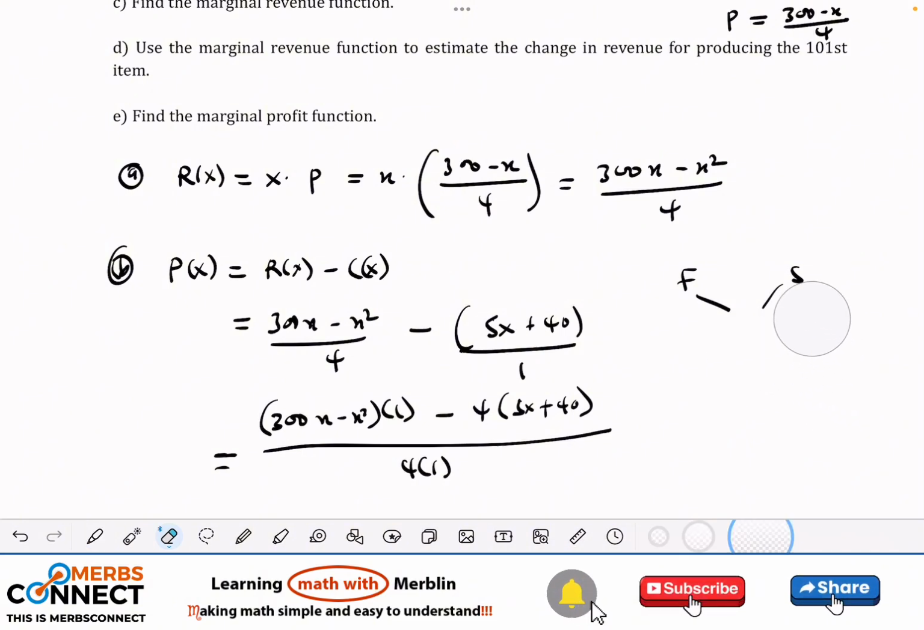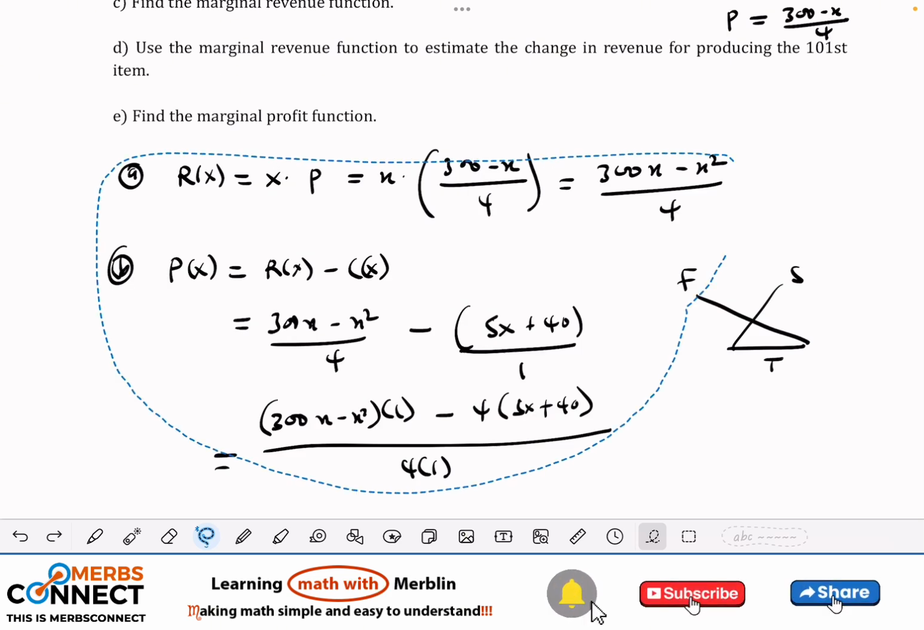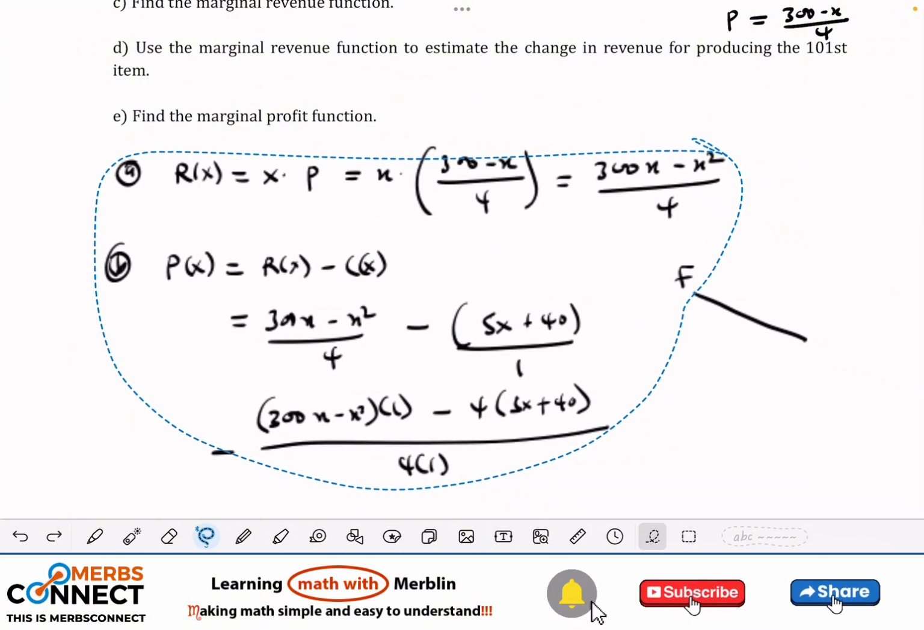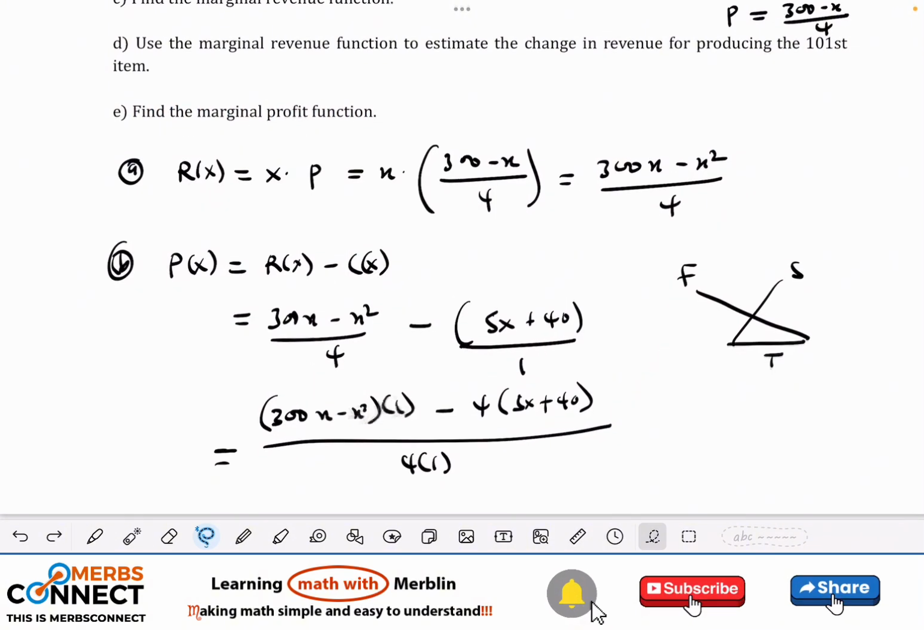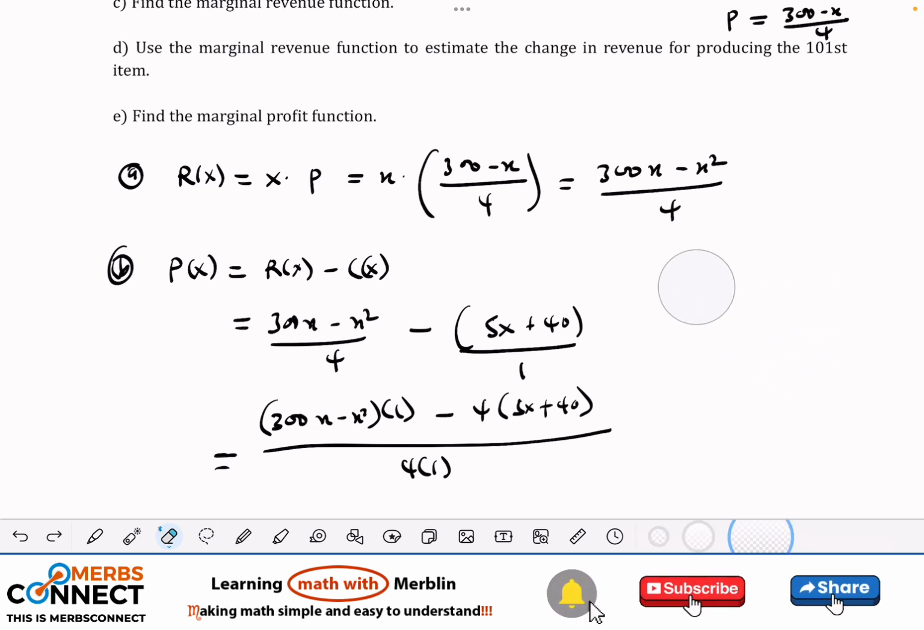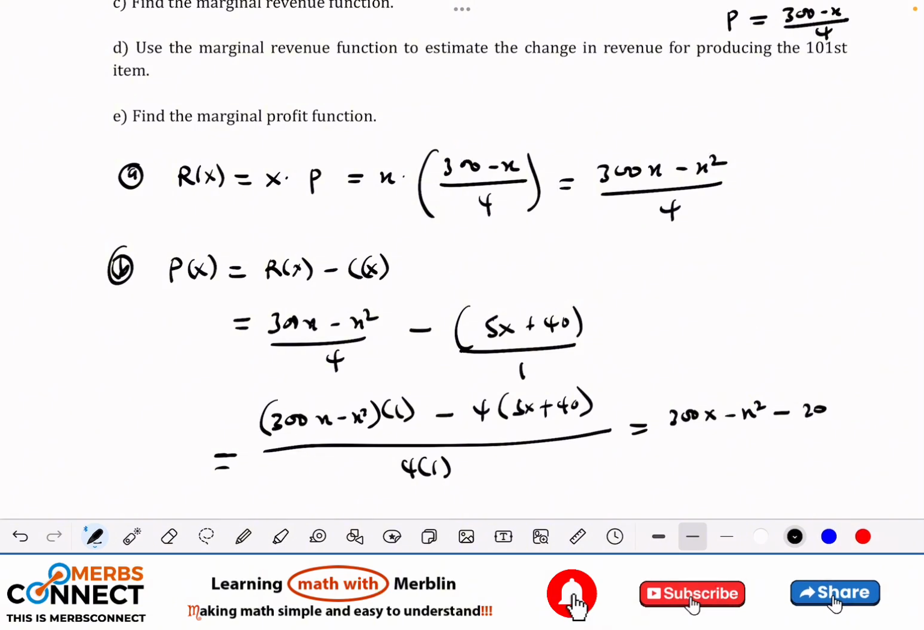Let me just move this to the top so that we can work from there. Okay, let me try and see if I can put it here. So this is going to give us something like this. And when I multiply the 1, I'm going to have 300x minus x squared minus, when I multiply the 4, I'm going to have 20x and then minus 160 divided by 4.